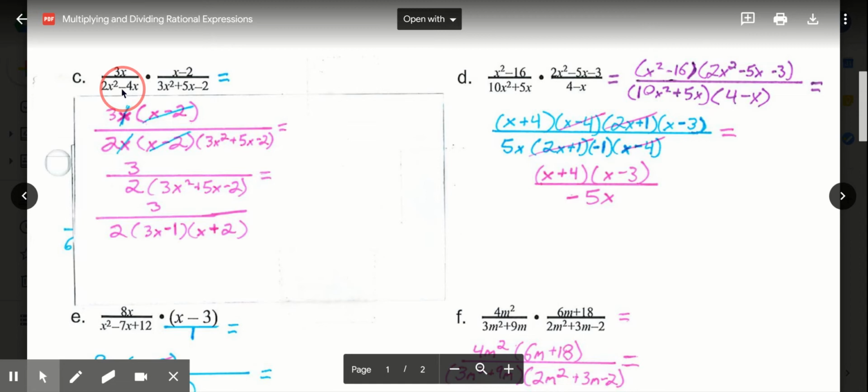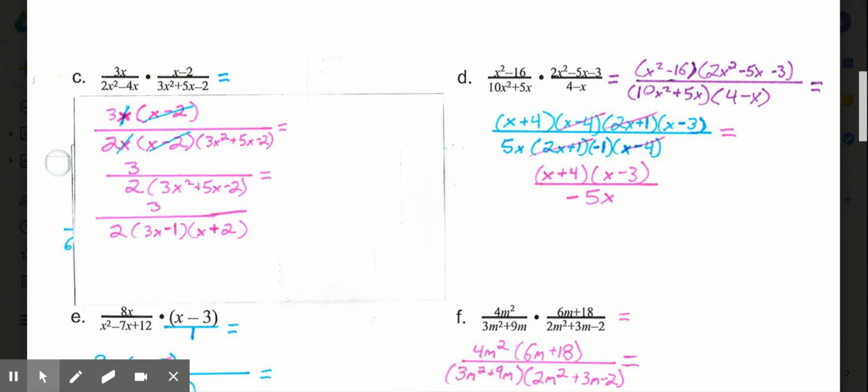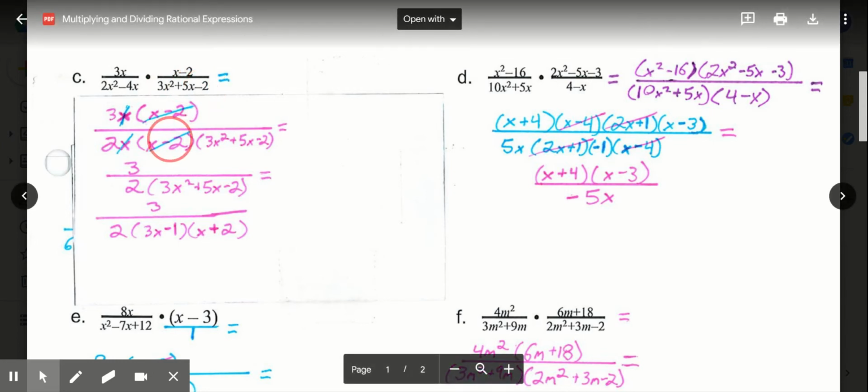So undoing the distributive property, this part here became 2x times x minus 2, and that's still being multiplied by this trinomial here. The reason I wrote it that way is, before I multiply, now I can cancel out the x's on the outside from the 3x and 2x, and I can cancel out the x minus 2's. So now I'm left with 3 over 2 times that trinomial 3x squared plus 5x minus 2.